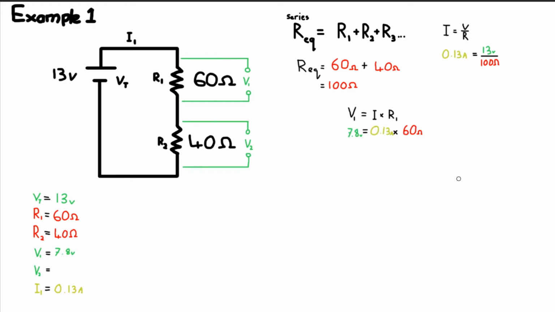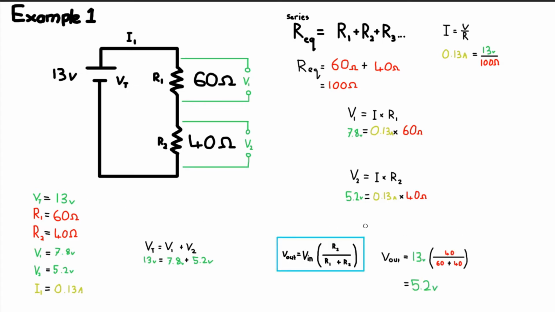Now we know we have a current of 0.13 amps, we can substitute that in for I and use V1 equals I times R1, which gives us 7.8 volts. And we can do the same for V2. V2 equals I times R2, which gives us 5.2 volts from here to here. Now, just to double check our answers are right, we can go V1 plus V2 equals V total. So 7.8 volts plus 5.2 volts gives us 13 volts, which checks out.